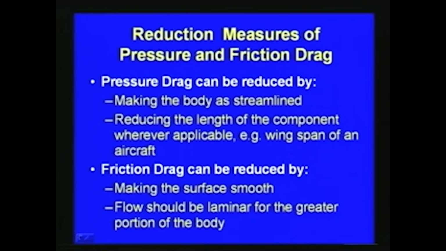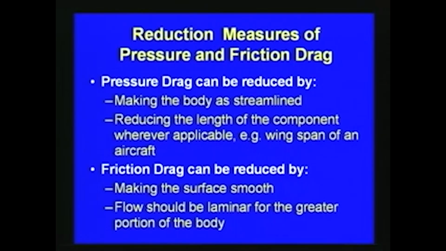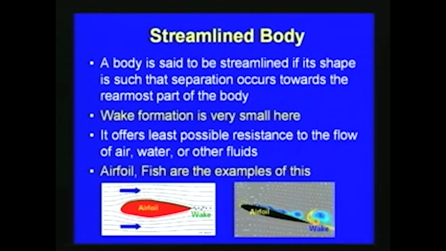So, flow should be laminar for the greater portion of the body. These are the two measures possible to reduce the friction drag. Now, with respect to the pressure drag, if we make the body streamlined, then the pressure drag is reduced. That we have already seen here: make the body streamlined. Let us discuss briefly the streamlined body.